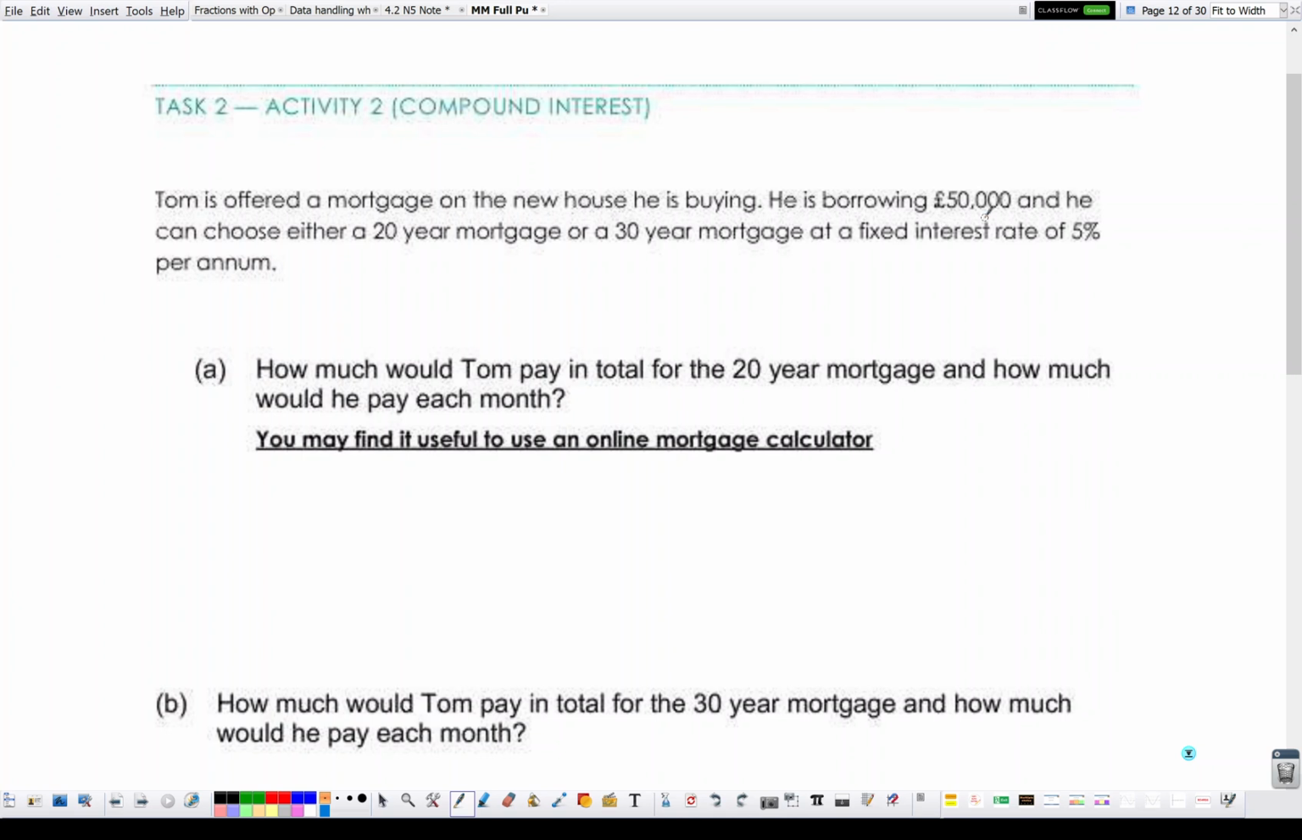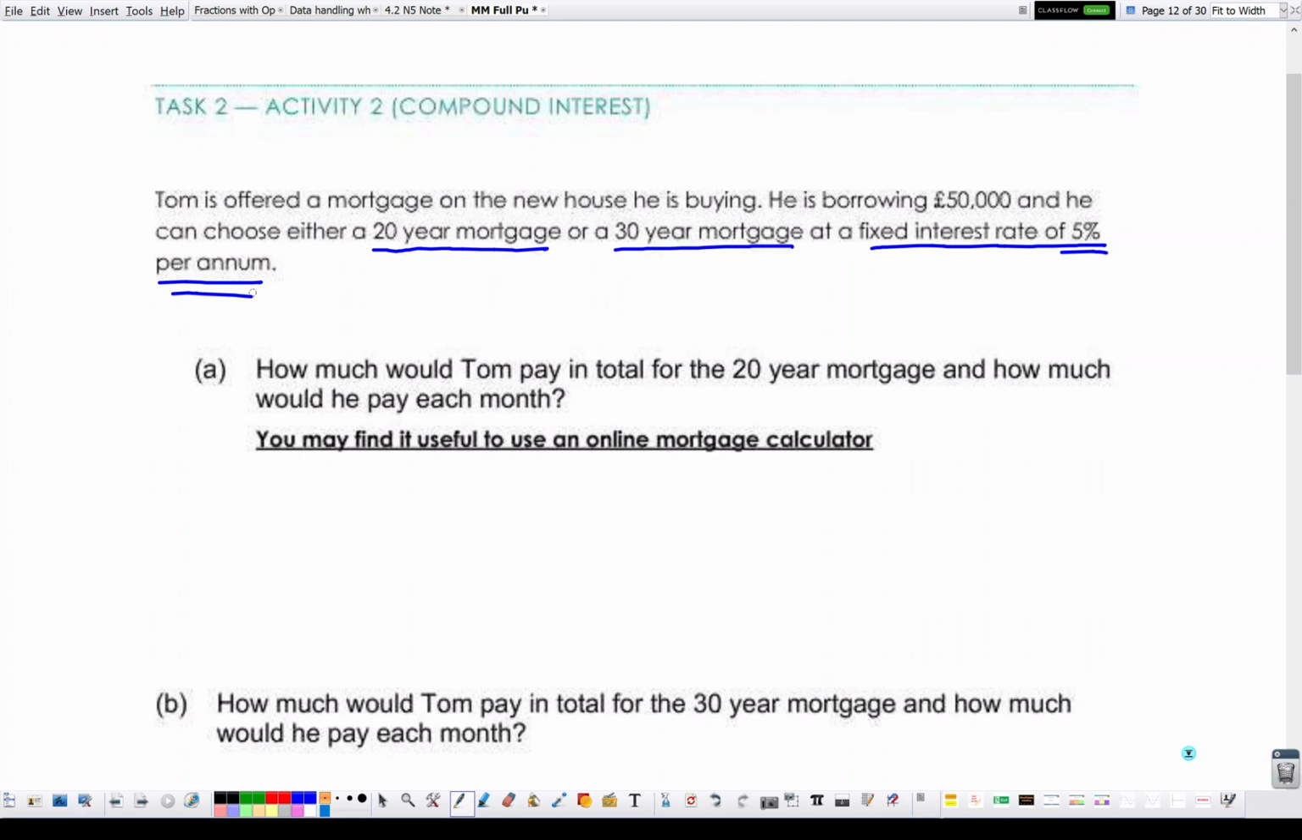So he's borrowing £50,000 and he can choose either a 20-year mortgage or a 30-year mortgage. That means you pay it back over 20 years or you pay it back over 30 years. And the interest rate is a fixed amount, it's 5% per year. So that means you also have to pay back 5% of whatever the balance is each year.